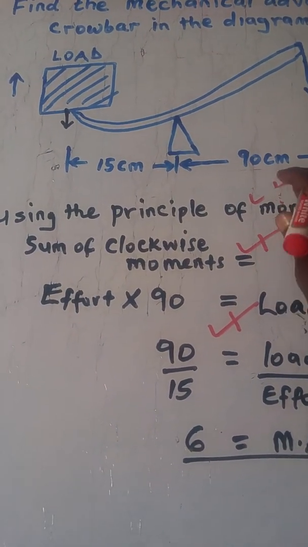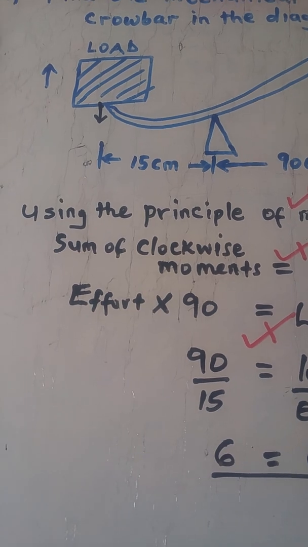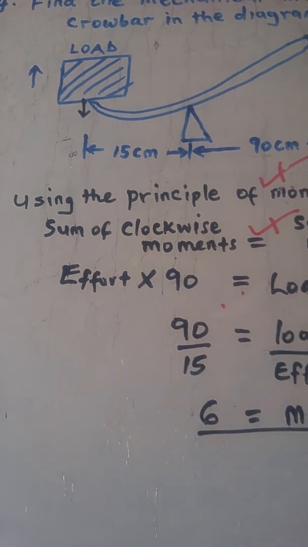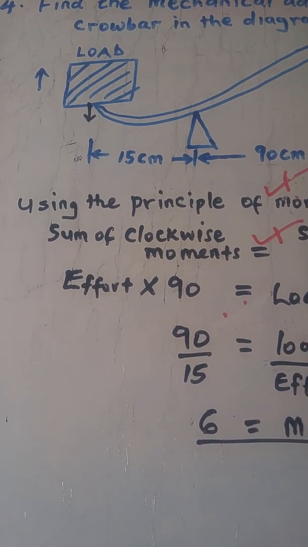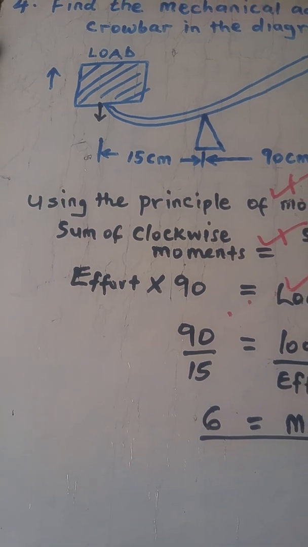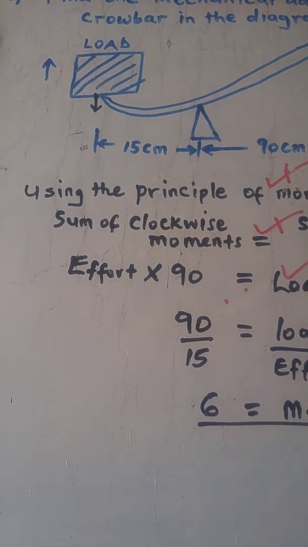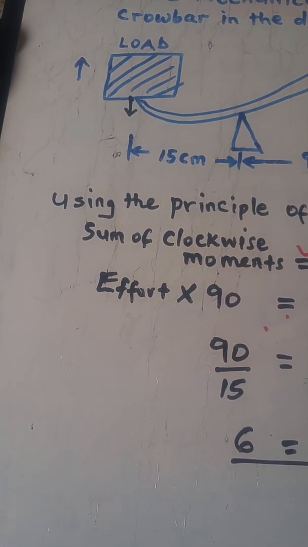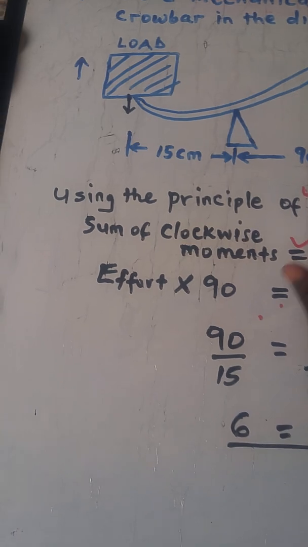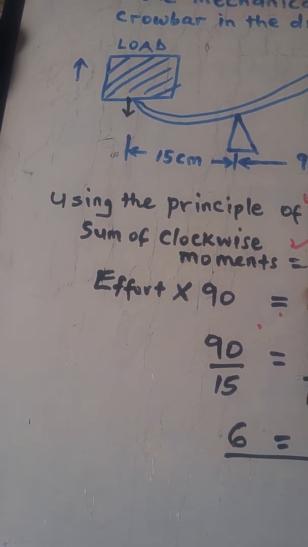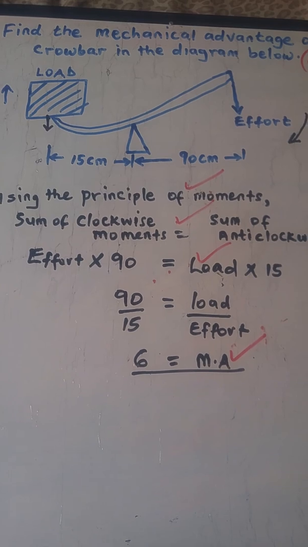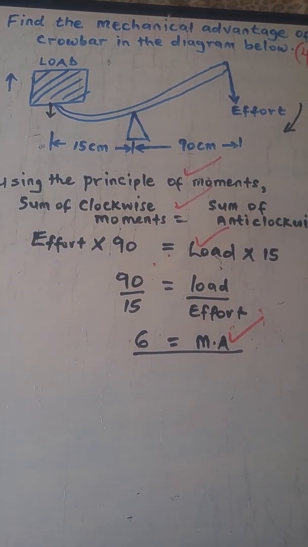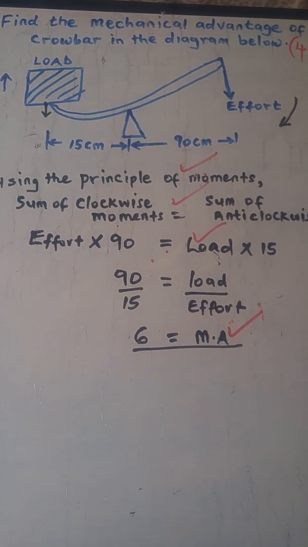If there are 4 marks, we could give 1, 1. Okay, this is a half, that's 1. We'll remain with the 3. Then out of 3, I could give here 1. Yes, we give here 1. Then here we could also give 1. You see? Using the principle of moments, you get your marks. Sum of clockwise moments equals sum of anti-clockwise moments. Substitution until you get the answer.